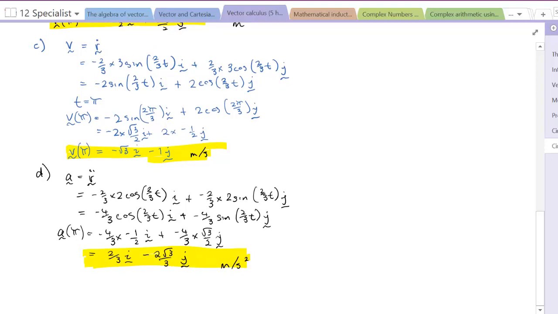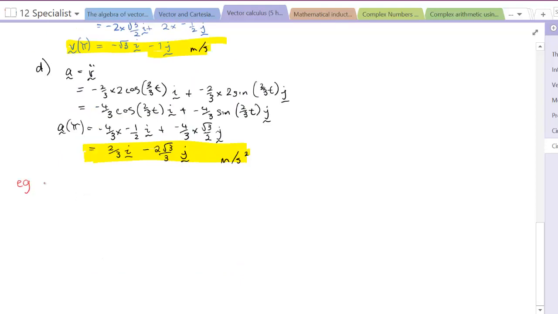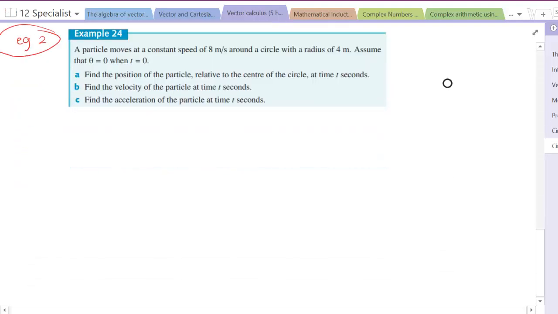So to look at a final example, what we've got is a particle moving at a constant speed of 8 meters per second around a circle at a radius of 4 meters. So we're assuming the same things, which means we can treat it as uniform circular motion. So we should be able to say that v is equal to 8, radius is equal to 4, and from that we can say that v is equal to omega r. So we have 8 is equal to omega multiplied by 4, and omega will be 2. So that angular velocity will be 2 radians per second.